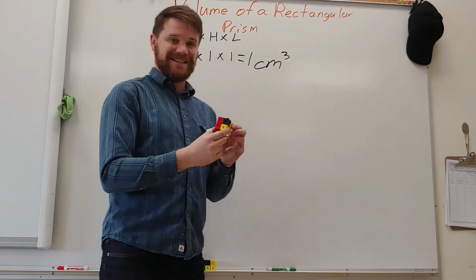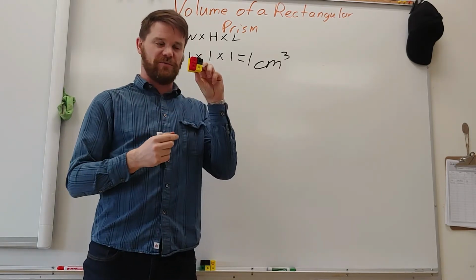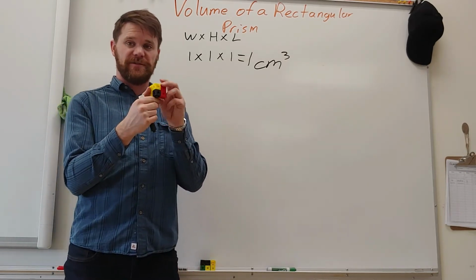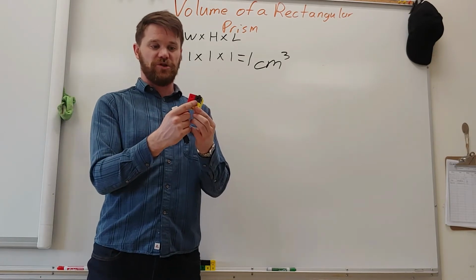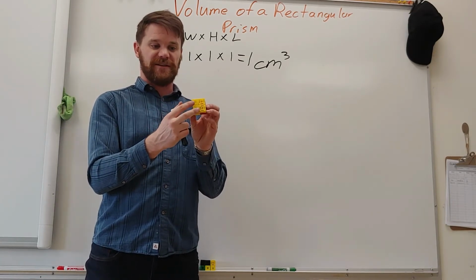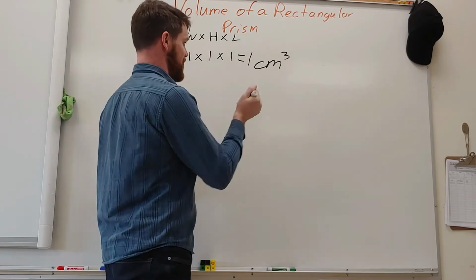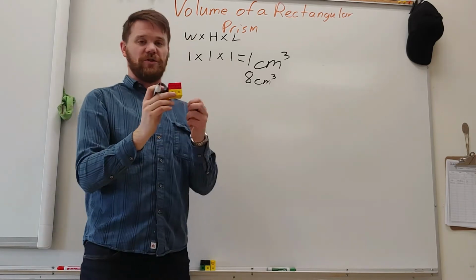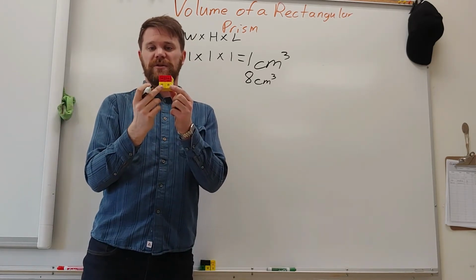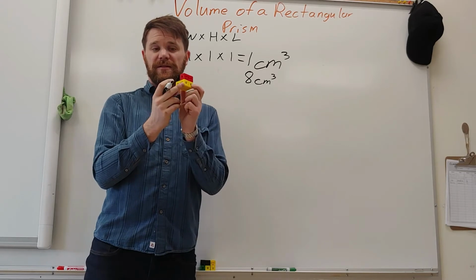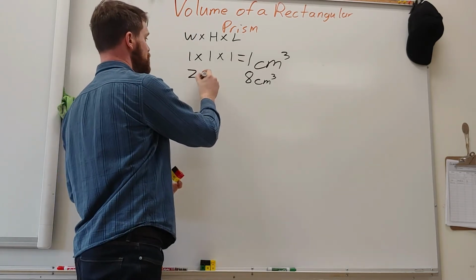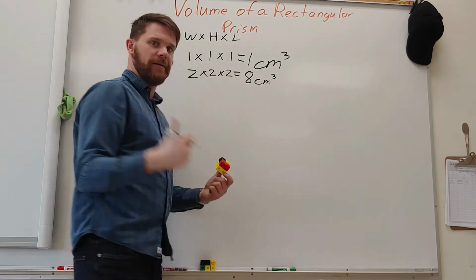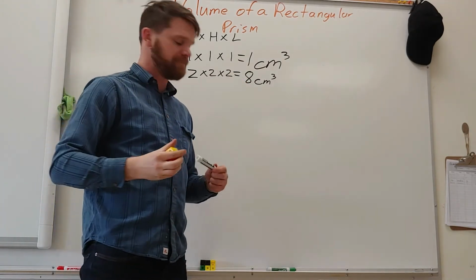You have a nice cuboid right here, very similar to a cube or a rectangular prism. We can look at the dimensions, or luckily, here we can count them out: 1, 2, 3, 4, 5, 6, 7, 8. So this one is going to be 8 centimeters cubed. We can also look at the formula: width is 2, height is 2, length is 2. 2 times 2 is 4, times 2 is 8. Awesome, so far the equation is working.